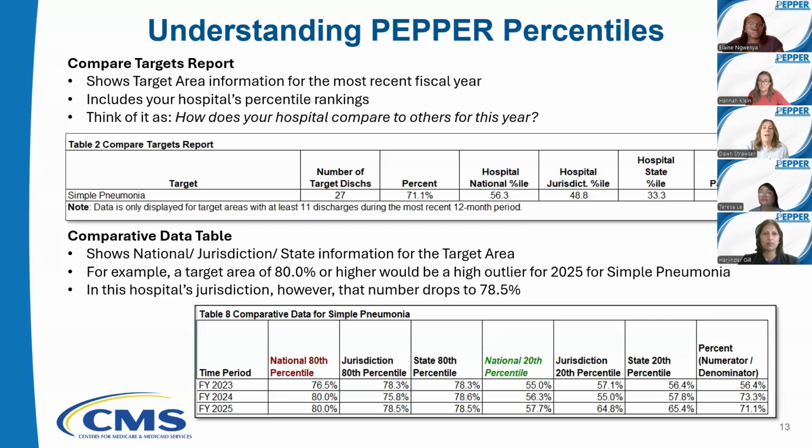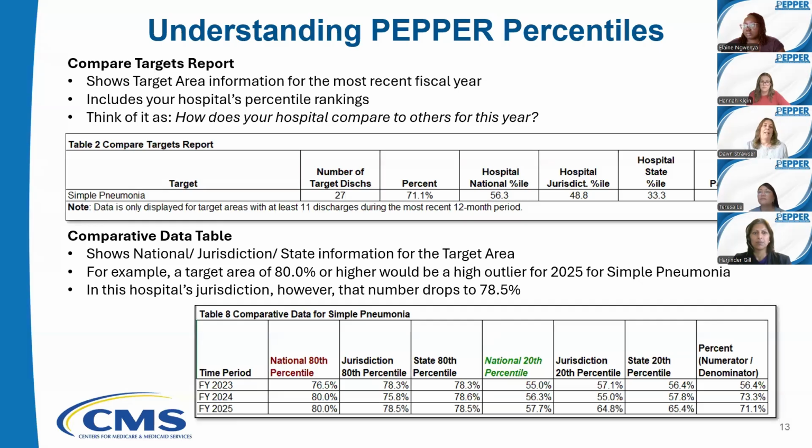Think of this as how to know where your hospital compares to other hospitals in the nation, your MAC jurisdiction, and in your state. In general, the percentile next to a hospital's target area percentage tells you what percentage of hospitals had a lower target area percentage for that comparison group. Said another way, it helps answer the question, how does your hospital compare to others for this target area and this time period?